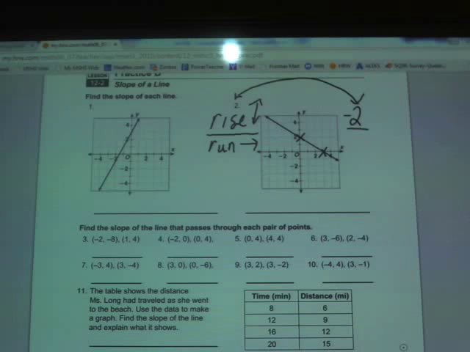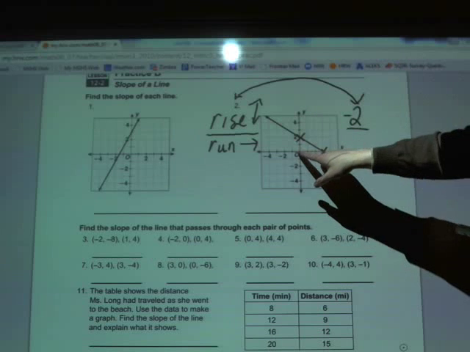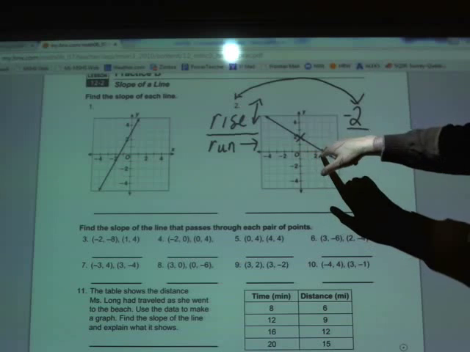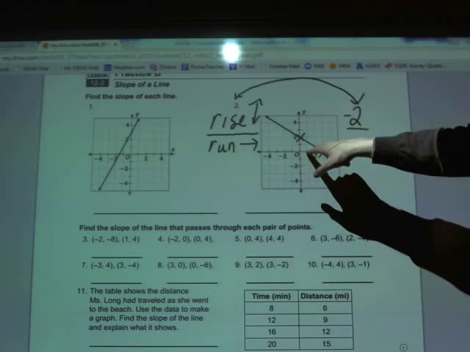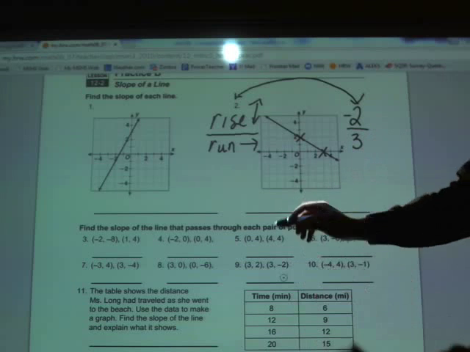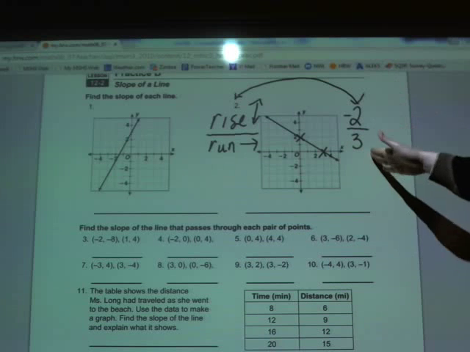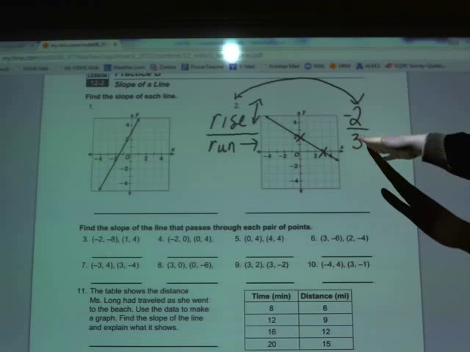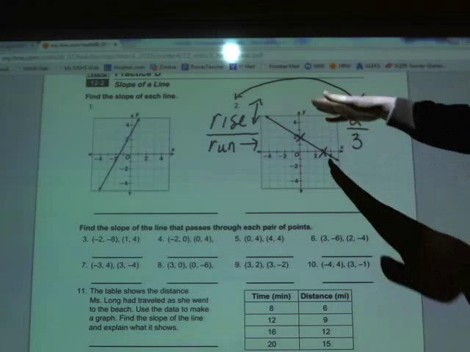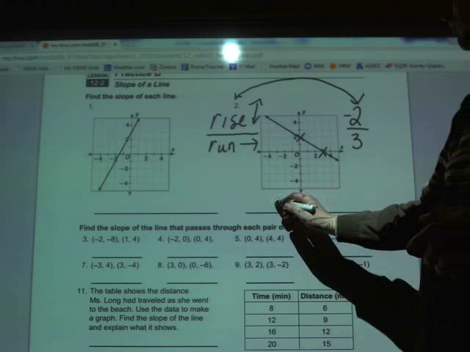Then I'm going to calculate my run. My run, again, is how many units it takes me to move to the right to get to that point after we've already risen. To get over to this point where my other x is, it's 3 jumps to the right. So my run is 3, and this now represents my slope, because slope is simply rise over run. My slope of this line is -2/3.